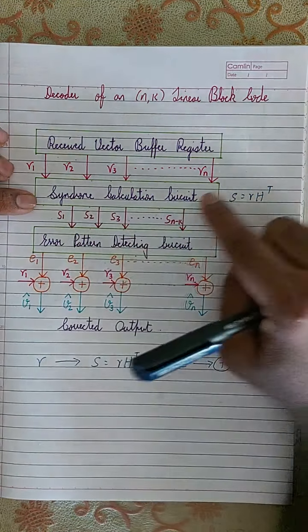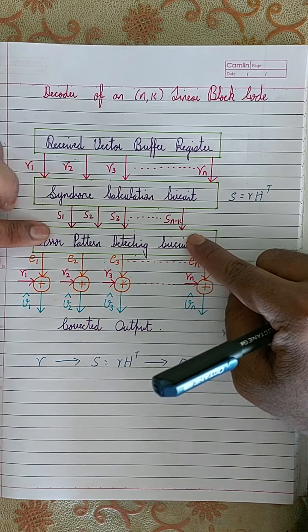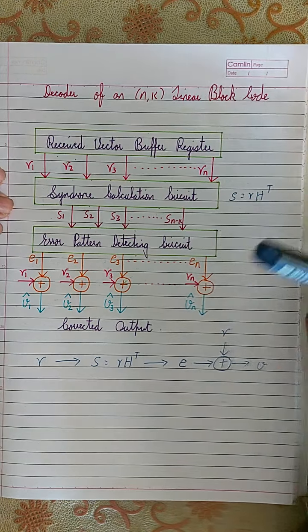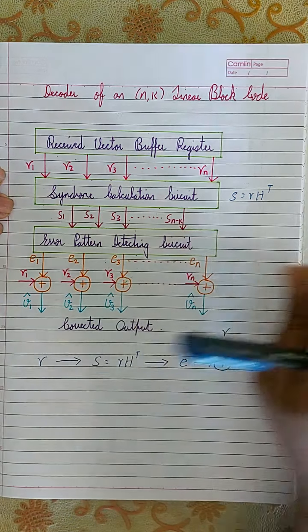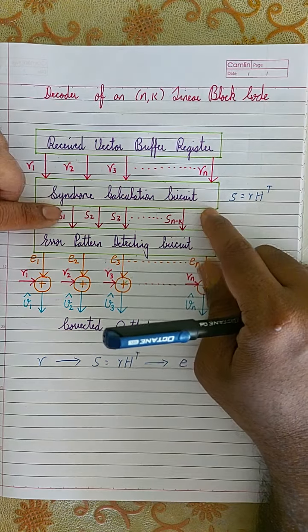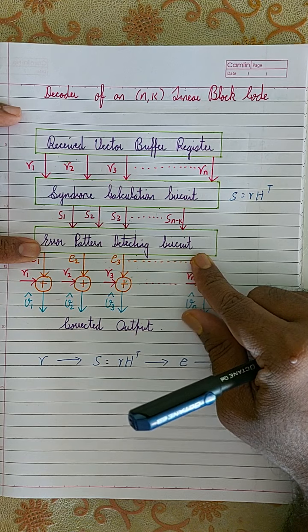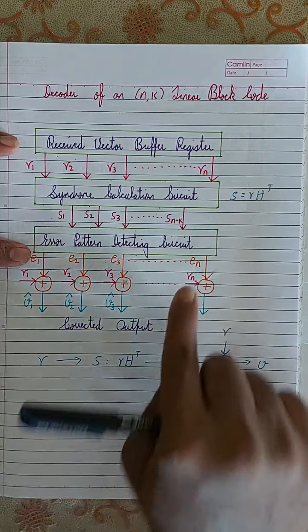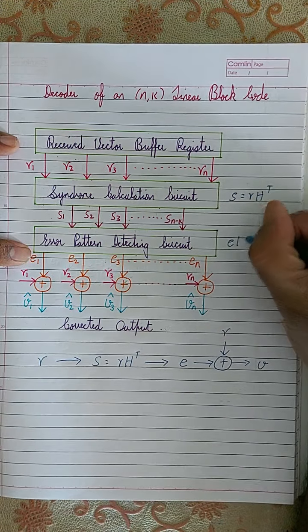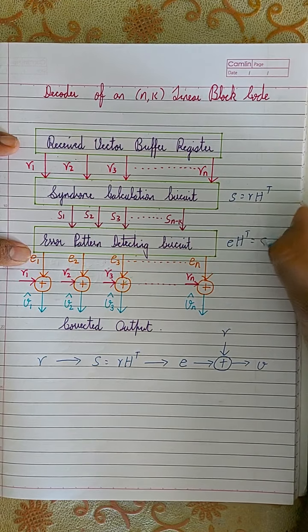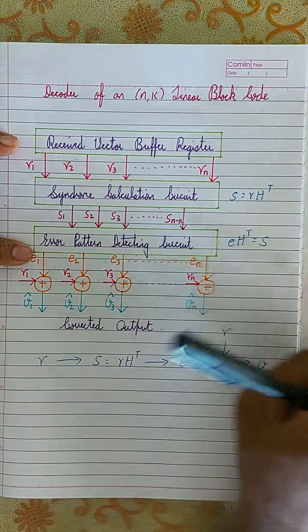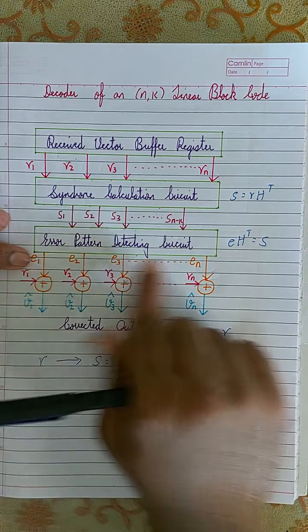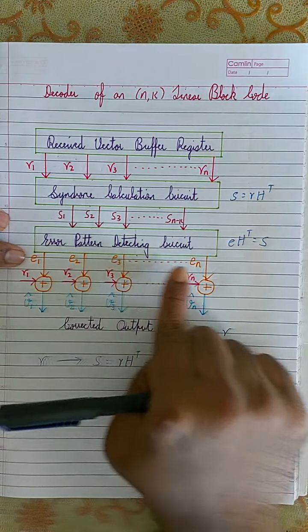That is this equation. From here you will get the syndrome, and since there are n minus k bits of syndrome, there is S1, S2, S3 up to S of n minus k. These are the syndrome bits, and from the syndrome bits you will get the error pattern. How do you get the value of E? You can use this equation, EH transpose equals S. Using this equation you can find the error pattern E. The error pattern will also be n bits, E1, E2, E3 up to En.